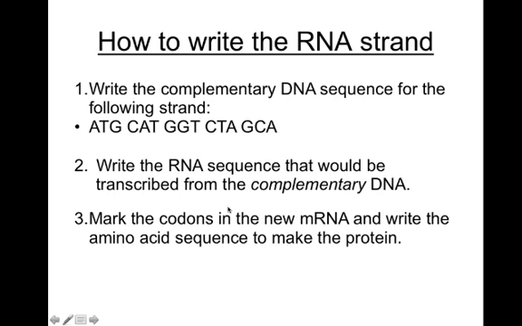So now instructions on how to write the RNA strand. The first thing that you need to do is you're going to write the complementary strand of the DNA sequence for the following strand. So you just do what we learned for DNA, and that is how to write a complementary strand. So remember, we're talking about DNA, so A pairs with T and C pairs with G.